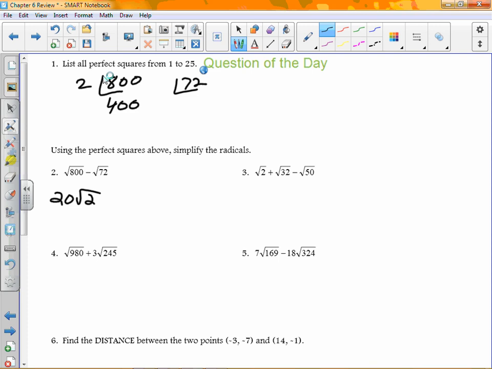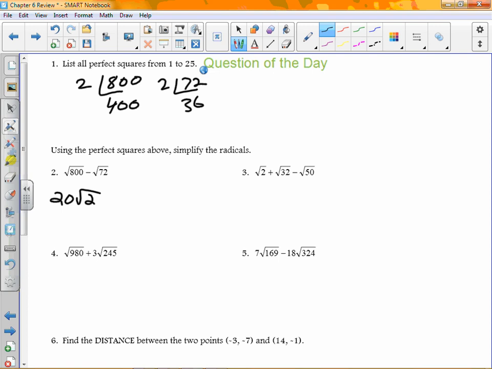72 concerns me. And the reason 72 concerns me is a lot of us would go to 9 times 8. And guys, if you went to 9 times 8, I understand why you did it. But that would be a little bit of a mistake because the square root of 8 can be simplified to 2 and the square root of 2. You have to make sure you find the largest perfect square that goes into 72. The largest perfect square that goes into 72 is 36.